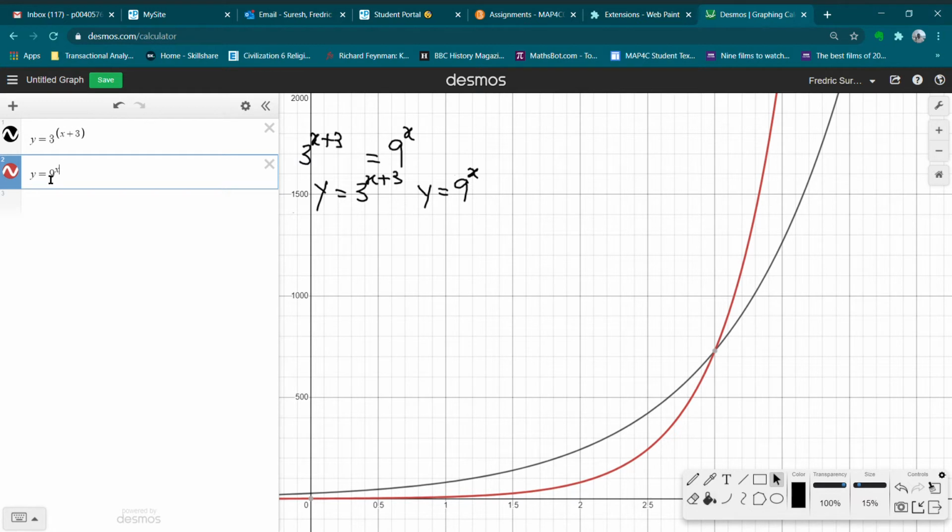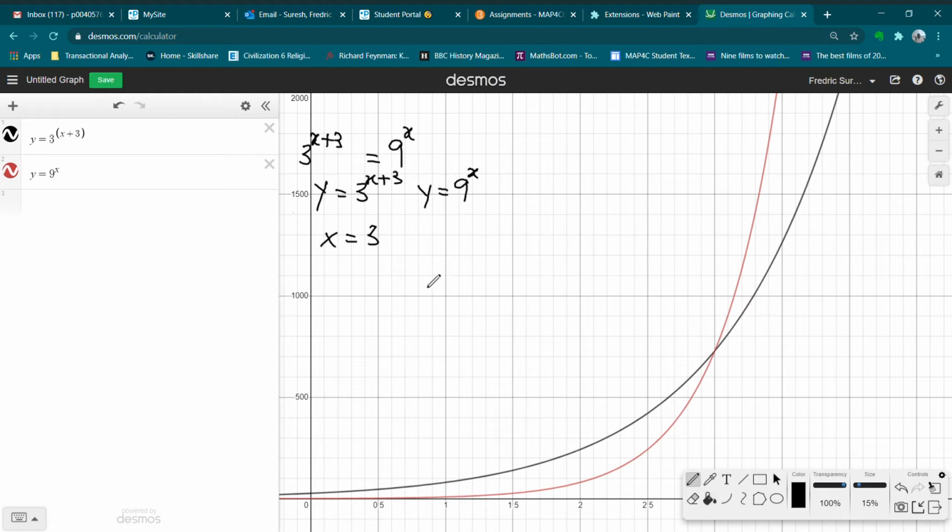Now I had to play around with the scale in this graph to get this point, and I'll explain to you how I did that. But before we do that, you notice here we know that the graphs intersect when the x value is 3. So the answer to this is x equals 3.